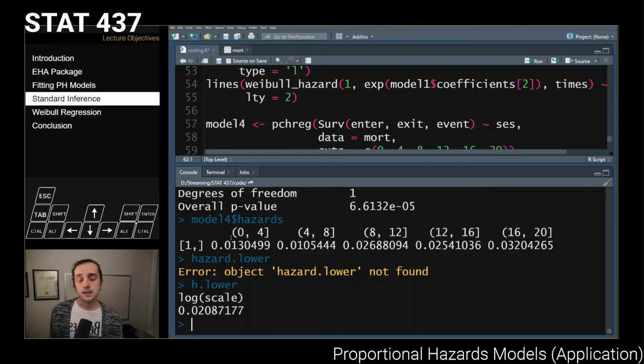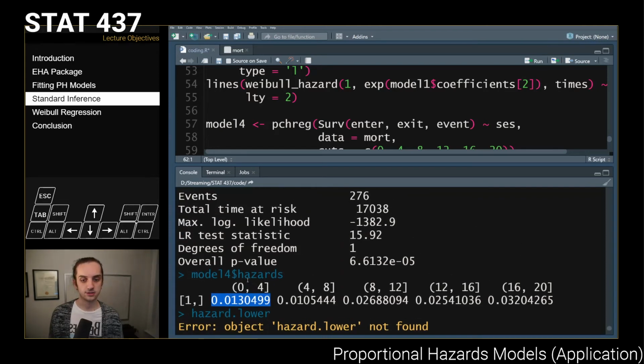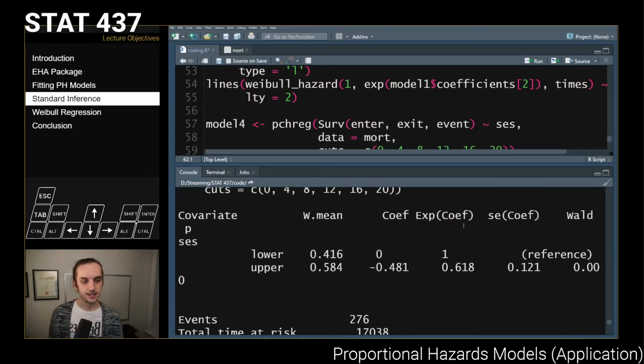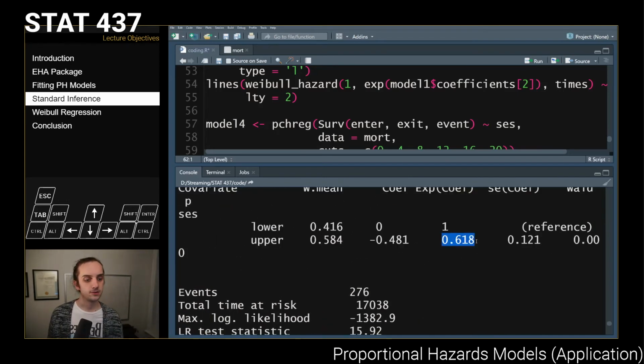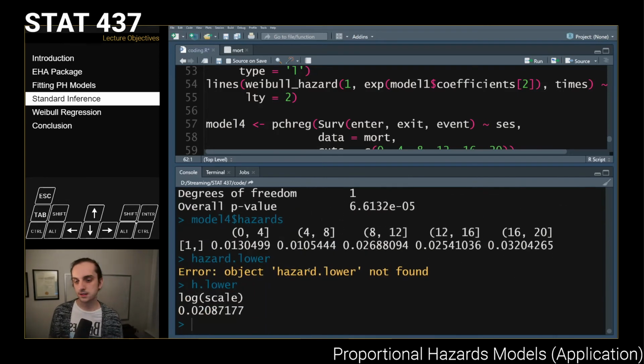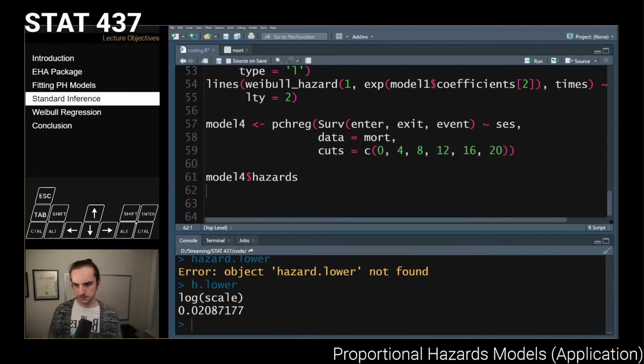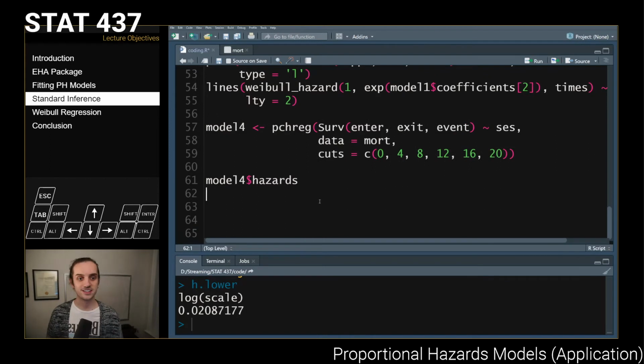And then the idea would be that the hazard for an individual who is in the upper socioeconomic status is going to be equal to the hazard in this interval times e to the coef, which in this case is 0.618. So these would represent the hazards for the people in the lower socioeconomic status. And if you multiply by this 0.62, then you'd get it for the people who are in the upper socioeconomic status. So what we could do here is actually try to add these piecewise constant hazards onto the plot here.